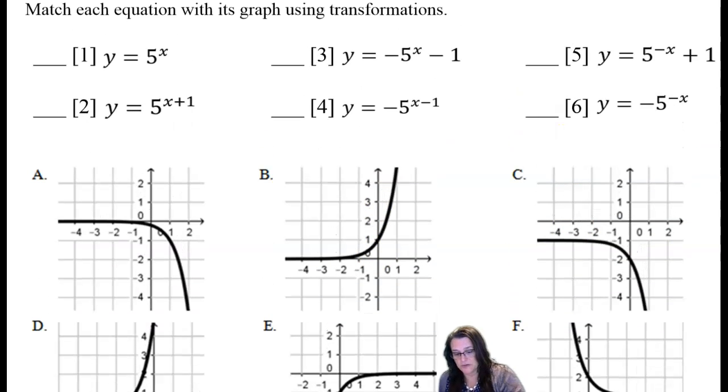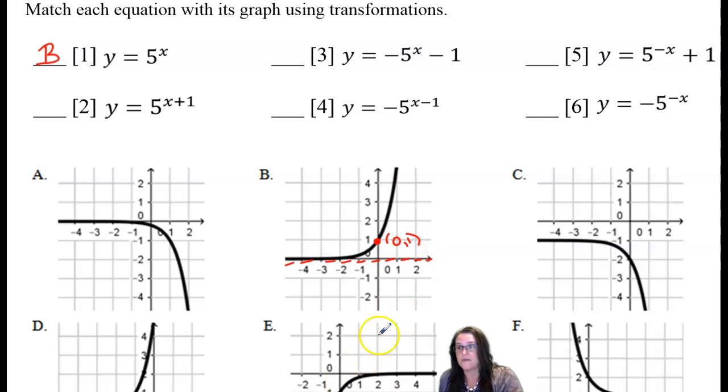So the answer to number 1 is going to be B. Right, and we know that because it goes through the y-intercept (0, 1) and has its horizontal asymptote along the x-axis.